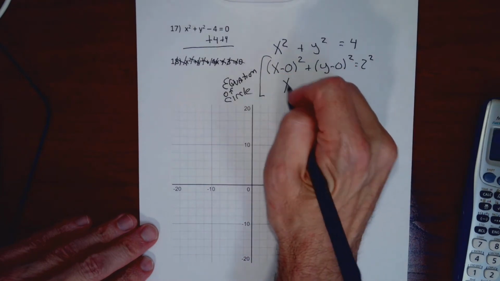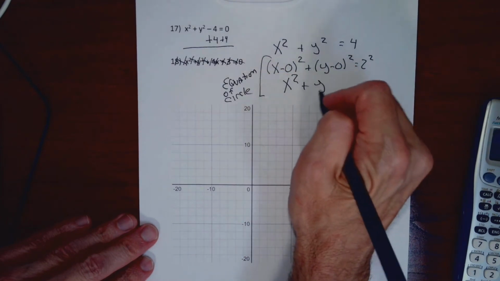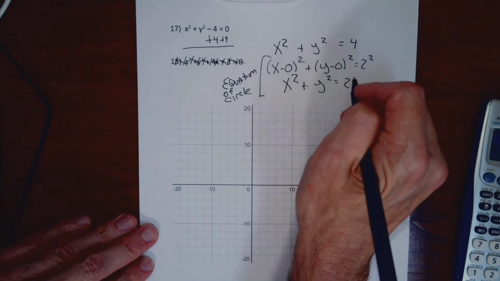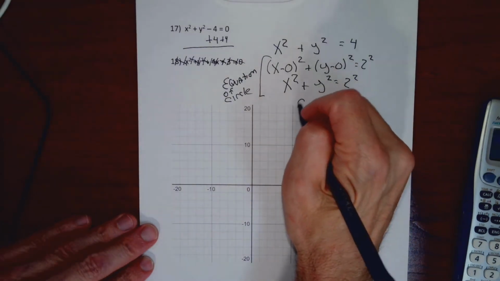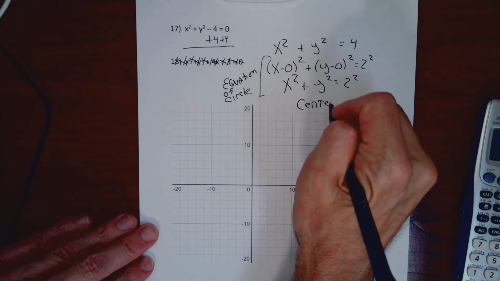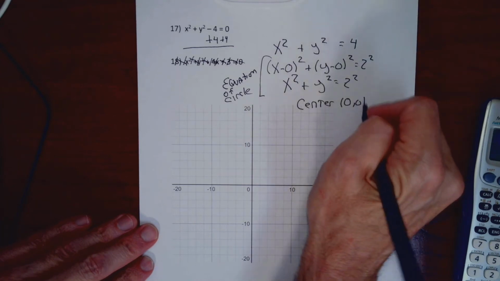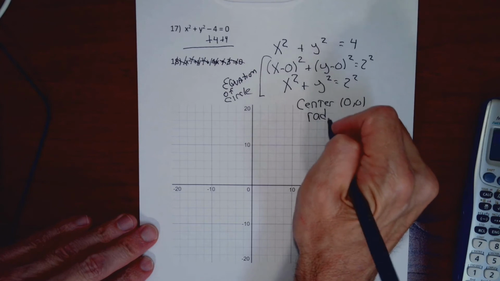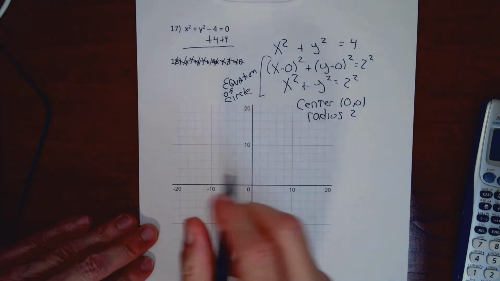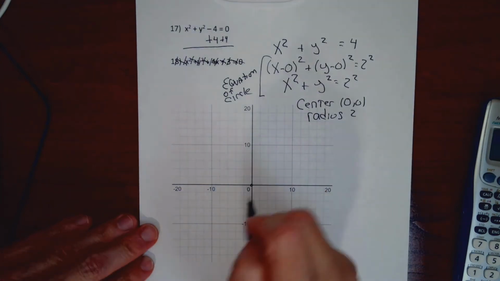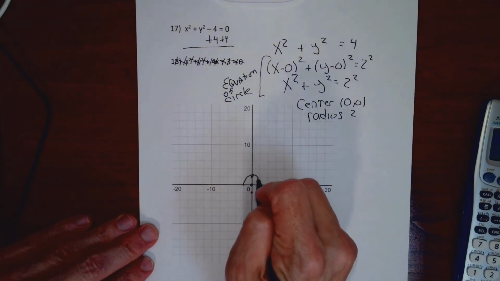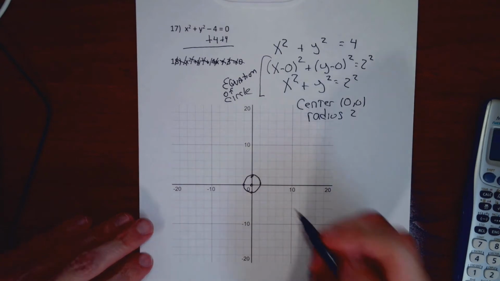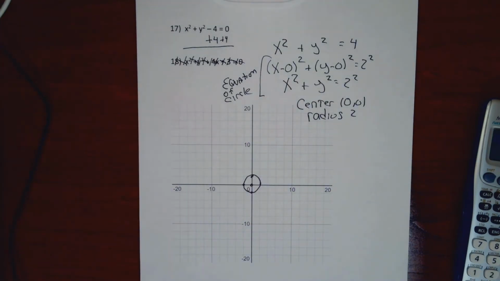Or I could have written it as x squared plus y squared equals 2 squared. So anytime you don't have a first power of that variable, you don't need the c. For my graphing, my center is going to be the point 0, 0, and my radius is going to be 2. So I'll plot the point 0, 0, go up 2, down 2, left 2, and right 2, and draw my circle the best I can. That's the end of that kind of problem.